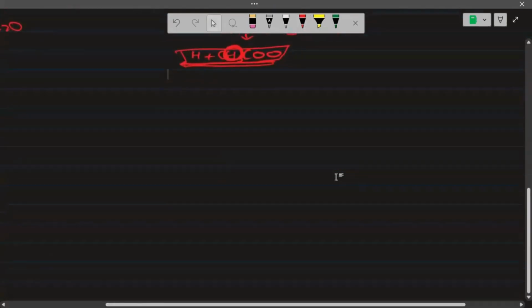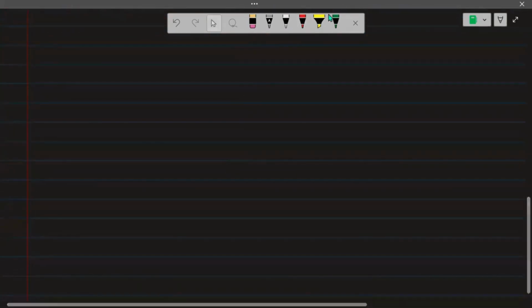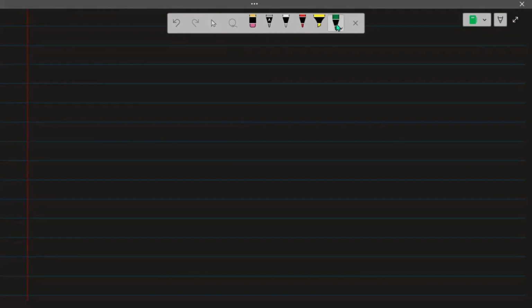Now, let's do the properties of an acid. So, what are the properties of an acid? The first property of an acid is that acids have a sour taste. Okay, so the first property is that it has a sour taste.